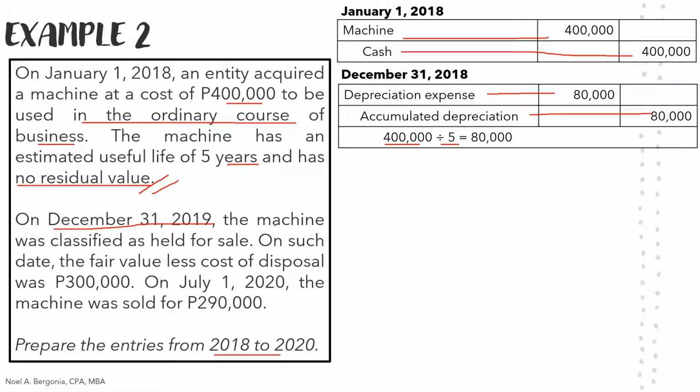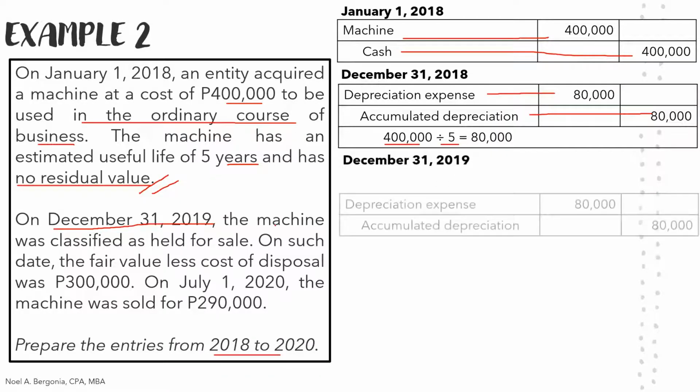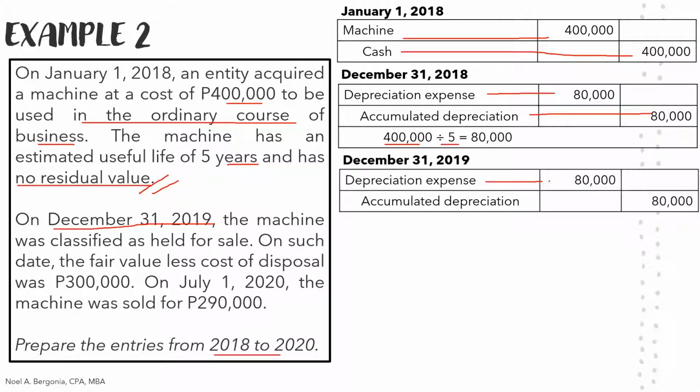Okay, so let's still depreciate it until the time of reclassification. On December 31, 2019, debit depreciation expense, credit accumulated depreciation, 80,000. Before we reclassify, we actually have a carrying value of 240,000, from the cost less the accumulated depreciation of 160,000.